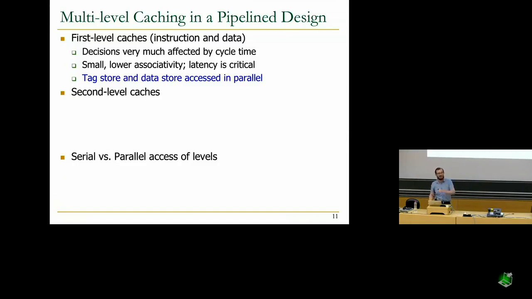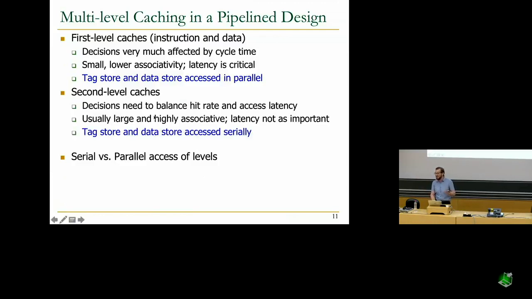So second level and further caches, today we have 3, 4 levels. Decisions need to balance the hit rate and access latency at that level, because access latency is not as critical at those levels. Usually they're large and highly associative, especially if you go to third level, for example, or fourth level. Latency is not as important because hopefully you have a good hit rate over here. The access to these levels don't happen much. And also for saving power, tag store and data store are usually accessed serially. You access the tag store first, you figure out whether it's a cache hit or miss. Only if it's a hit, you access the data store. Because these are very large caches, very large data stores.